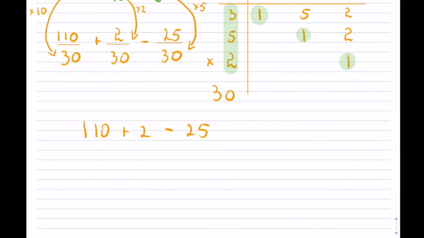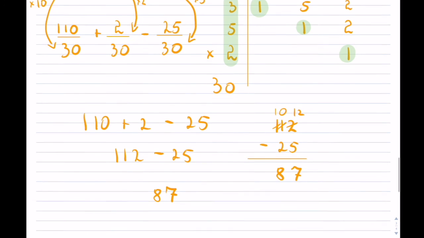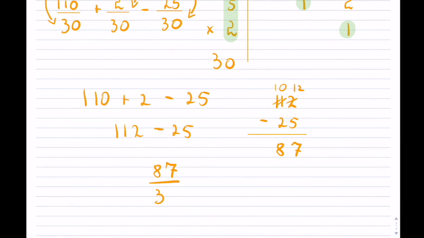So 110 plus 2 is 112 minus 25. So we can do that here on the side. So 2 minus 5, I'll take away from here. It's going to be 12. So 12 minus 5 is 7. So 0 minus 2 again I can't do, so I have to say 10, because I will borrow the 1 from here. So 10 minus 2, so that becomes 87. And of course, don't forget that you have it over 30.